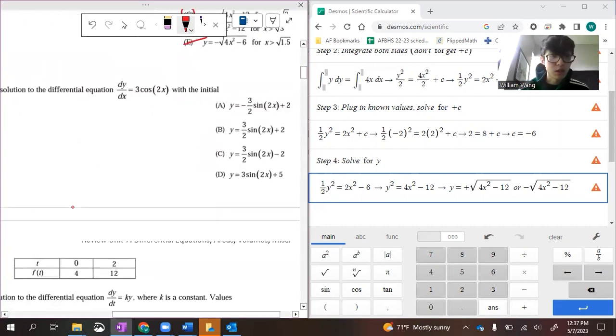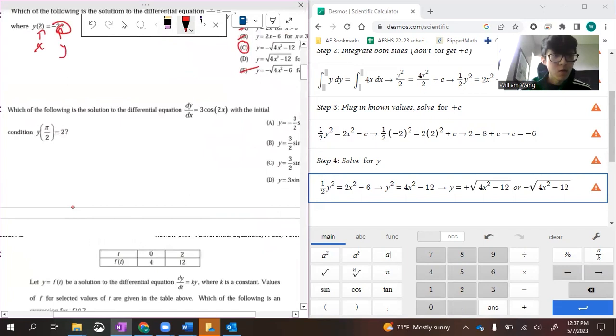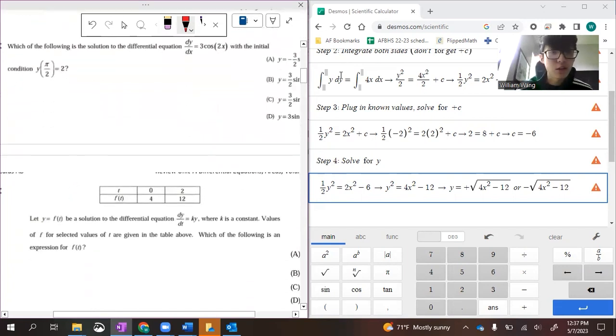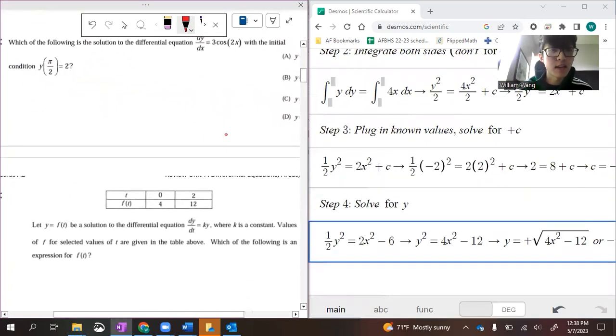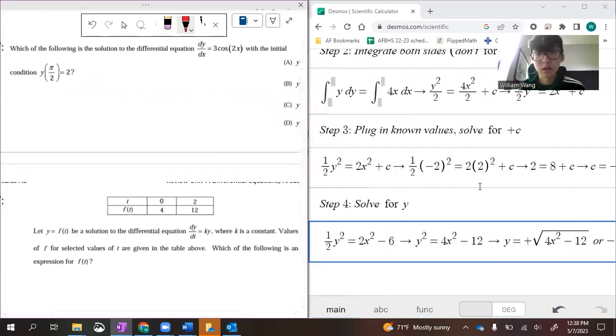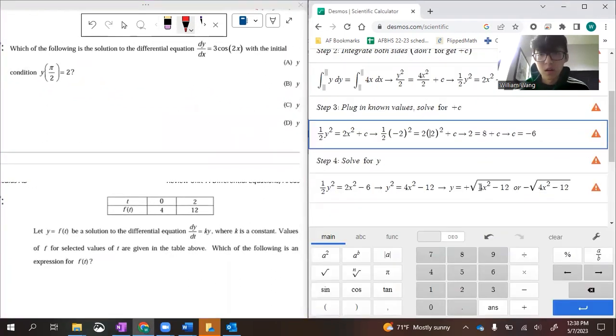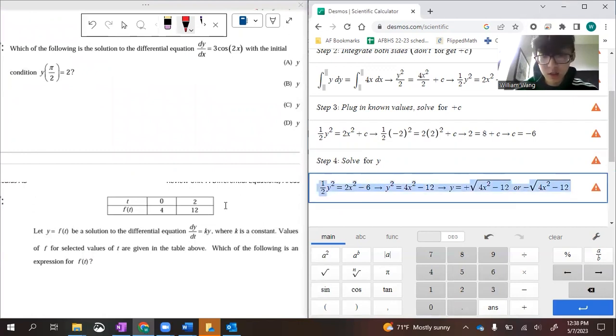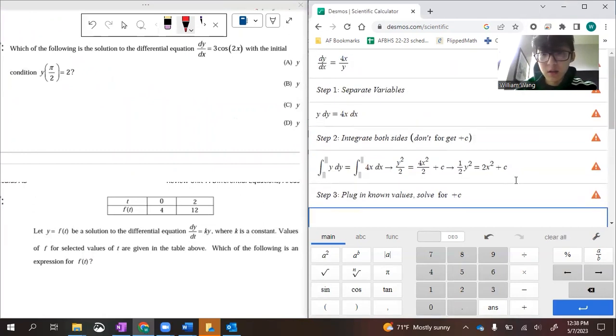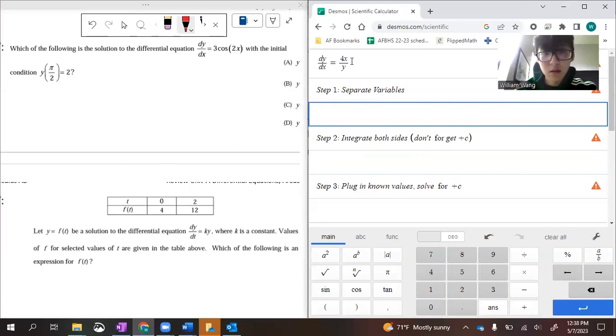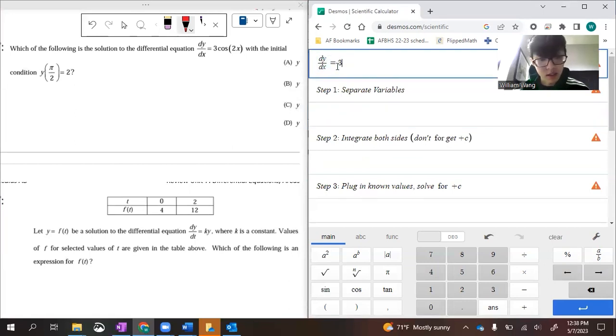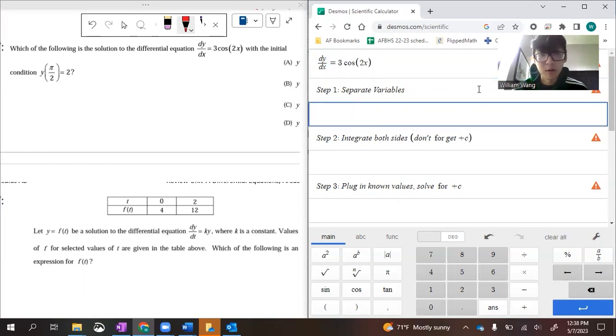Cool, we are going to do the next problem here. Which of the following is a solution to the differential equation dy over dx is equal to 3 cosine of 2x, with that initial condition right there? Okay, let's do that. So I'm going to erase my steps again so I can start with a clean slate. 3 cosine 2x. I'm going to separate my variables. So dy is equal to 3 cosine of 2x dx. I'm going to integrate both sides.